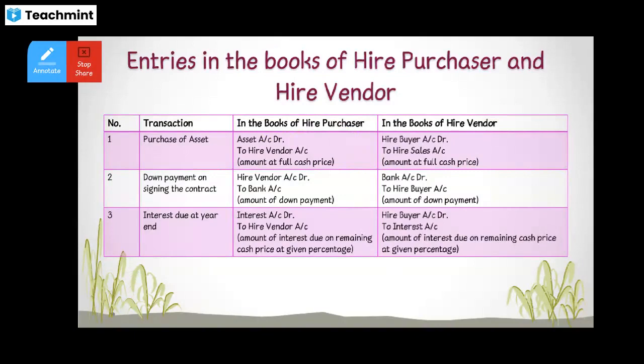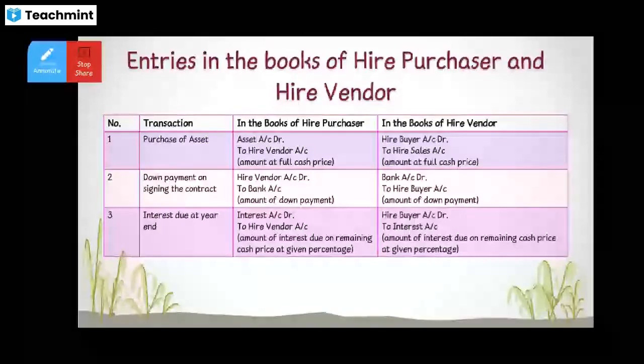Now the entry in the books of the hire vendor. Vendor means the seller. What will be the entry? His party is that hire buyer and he has made the sales, so hire buyer account will be debited and his goods have gone out, right? So hire sales account. Then second, down payment on signing the contract.